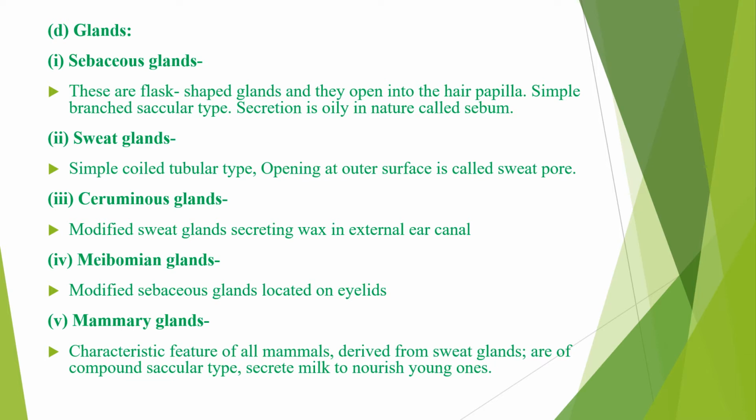Next gland is the sweat glands. They are also simple glands. They are coiled in nature, tubular type, and they are present deep in the dermis. They are derivatives of the epidermis, but they are present deep in the dermis, and they open out by a long coiled duct, and their opening on the outer surface is called sweat pore, and they also play a role in excretion, and they mainly excrete water with urea and inorganic salts.